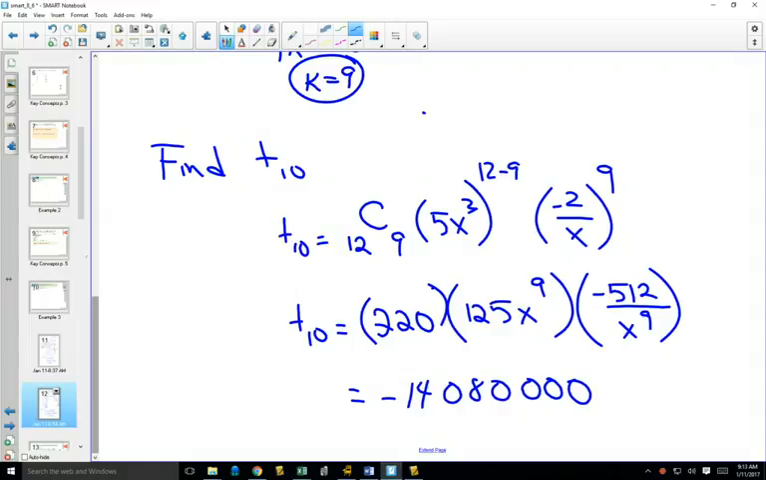Sometimes in binomial expansions, you get very large numbers. They might start to make you feel like, did I do something wrong? Because I can't remember the last time that I got 14,080,000 as an answer for a math question. It's probably never happened before. Or is it like happen all the time?